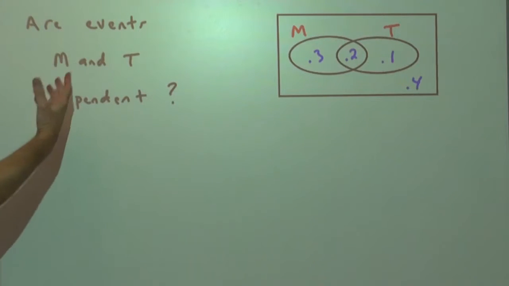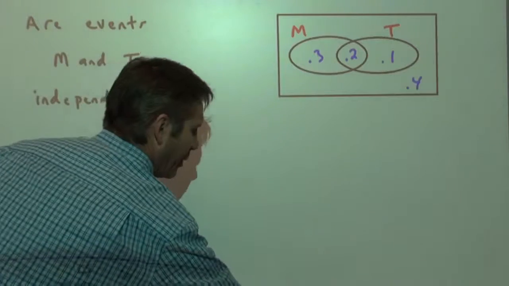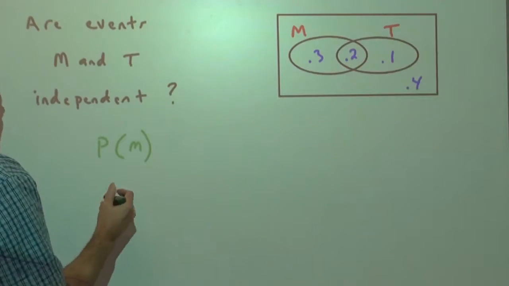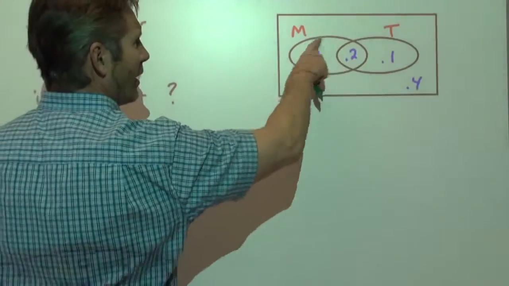If we look at this, are events M and T independent of each other? Well, if they're independent, then we could pick, for example, the probability of getting something that's in M. Altogether that's 0.5.